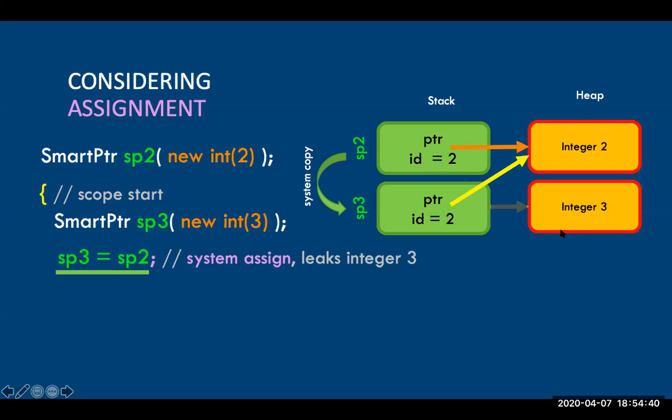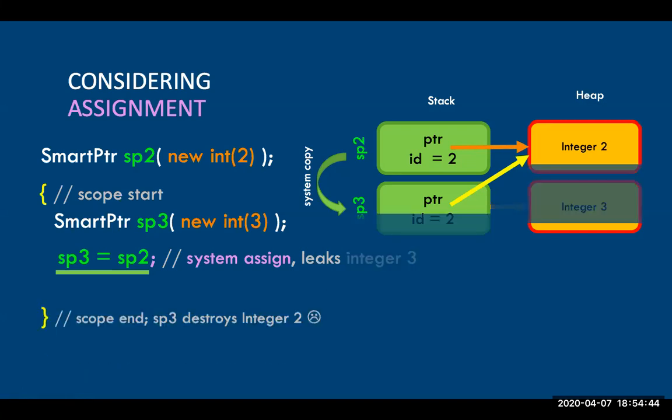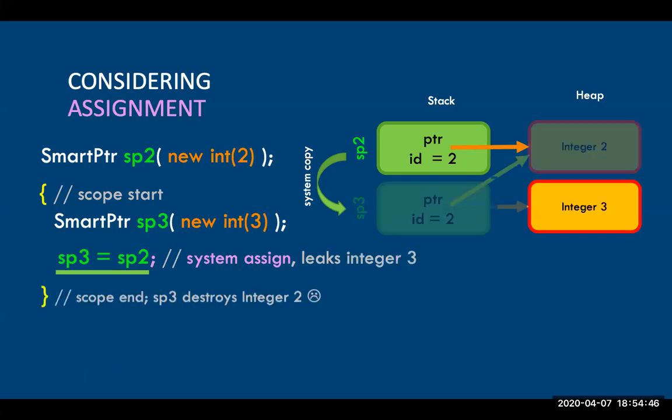We've lost integer 3. It's sort of leaked into the heap, right? So that would be a bad thing, right? Because when this thing goes out of scope, it's going to call the destructor for SP3. It's going to go ahead and clean up its memory. But guess what? SP2 here now no longer has its integer, right? So not only did we have 2 things sharing, but the destructor for SP3, when it went out of scope, deleted the integer that was now shared by both of these pointers. So it's doubly problematic to allow this kind of thing to happen.